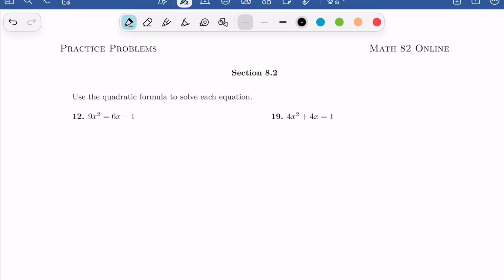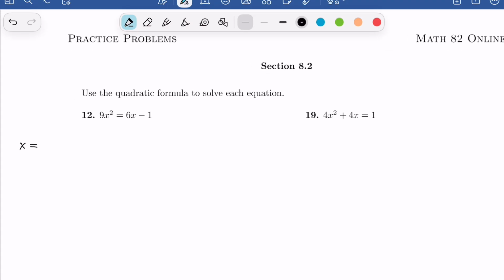So first thing that I'm going to do is write out the quadratic formula here. We're going to end up with two solutions for our x value. The formula is given by opposite of b plus or minus the square root of our b value squared minus 4 times a times c. This is all under our square root. And then we're dividing this entire thing by 2 times a.